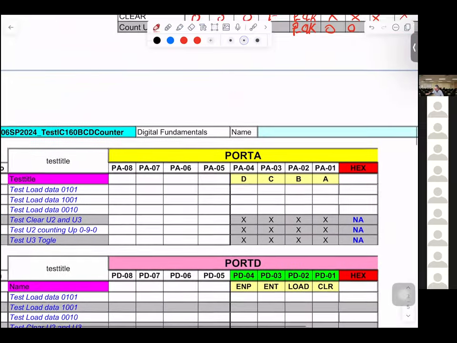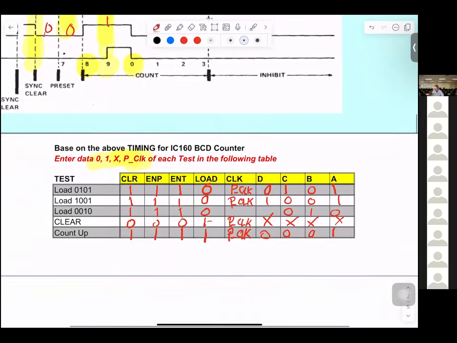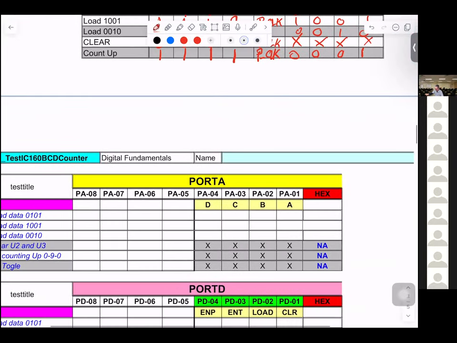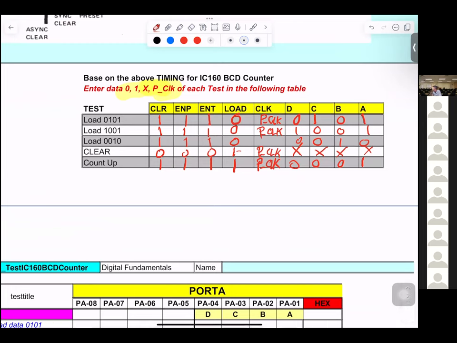Hey, Mr. Pham. Yes, sir. On that middle one, you didn't put anything in the boxes. So that's supposed to be P clock and a zero there where it says load. 0010 in the middle. Okay, load zero. Let's see, loading 0010. So input will be 0010, right? Right. And P clock, right? What do you mean P clock? Oh, sorry. Everything is controlled by clock. Right.